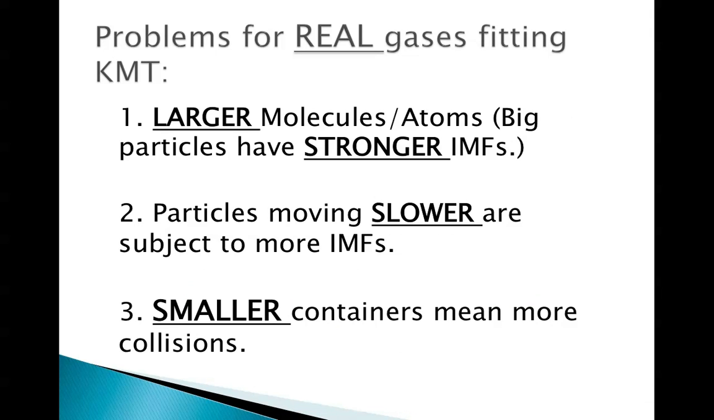Now, there are some problems for actual real gases fitting this kinetic molecular theory. Now remember, an ideal gas has no IMFs, their particles are negligible, and so on. Real gases, the larger the molecules or atoms, the stronger the IMFs, so they're not going to fit that ideal gas theory. Particles that are moving slower, so those that are at a lower temperature, are subject to more IMFs. They're going to have more of an impact on each other and thus stray from kinetic molecular theory. Also, the smaller the containers means more collisions, so there's more chances for those collisions to not be elastic.